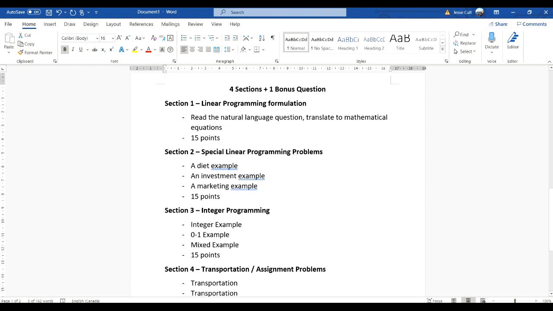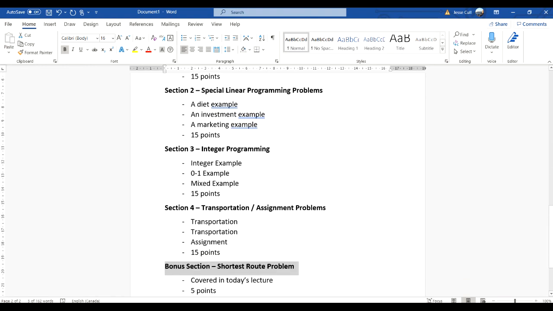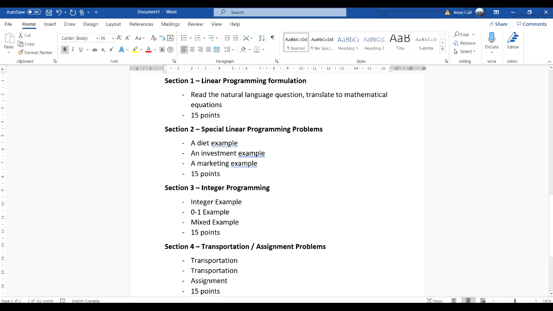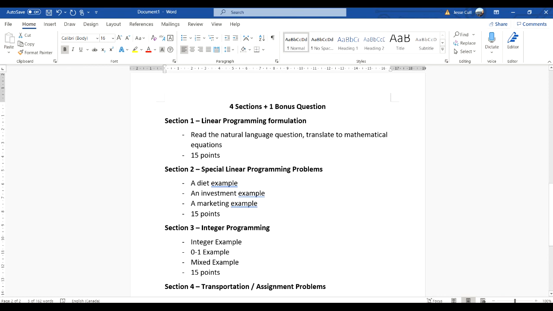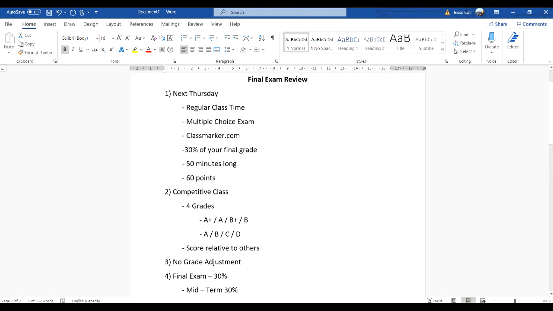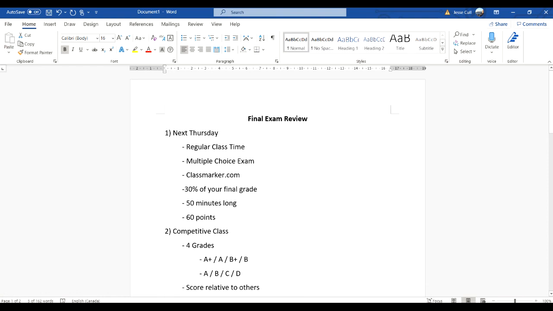This will be the format of your final exam next Thursday. If you have any questions about this, feel free to contact me on Kakao. Our final exam review, just to cover the key information: it is next Thursday. If your class is 9 a.m., the test is 9 a.m. It is your regular class time. It is a multiple choice exam.